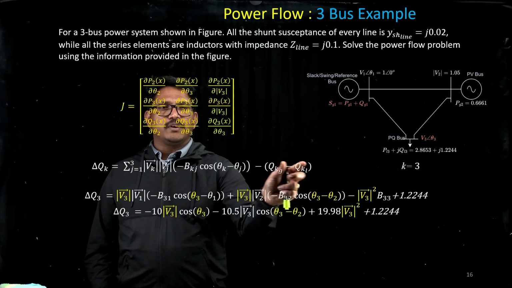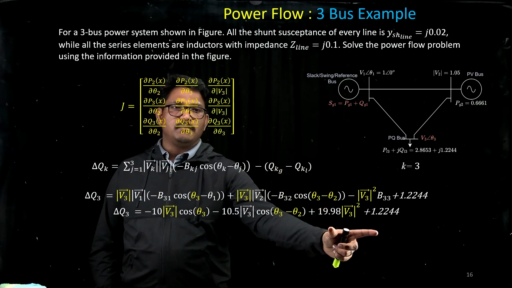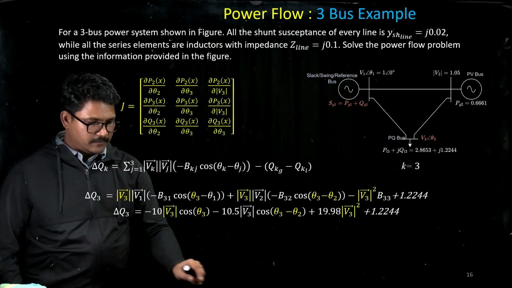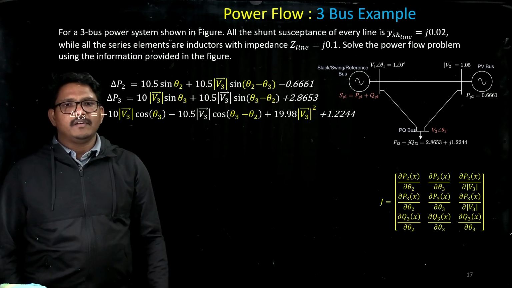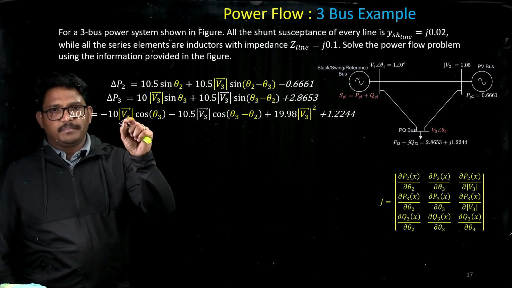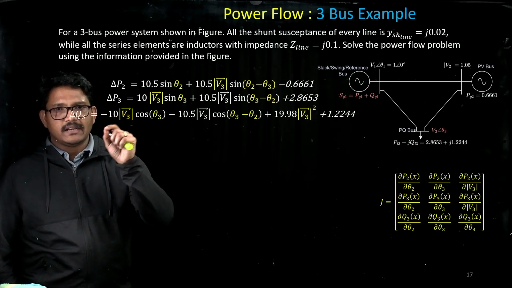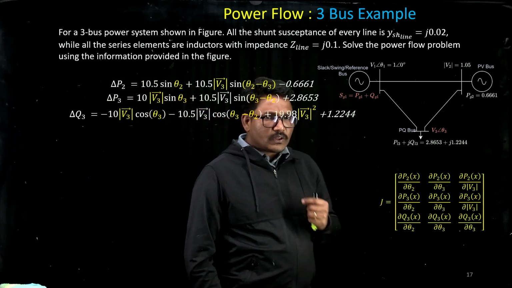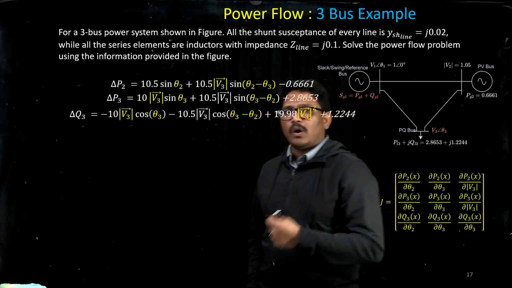We have only load, we don't have any generation. That's where you get that number to be positive for us. So we have the delta Q3 expression. At the end, you have an expression for delta P2, delta P3 and delta Q3. So these are the three known real and reactive power quantities for us.